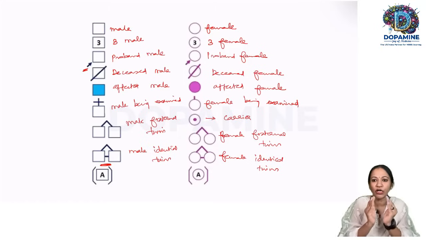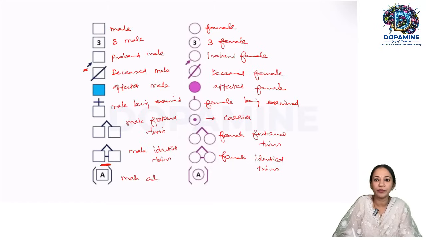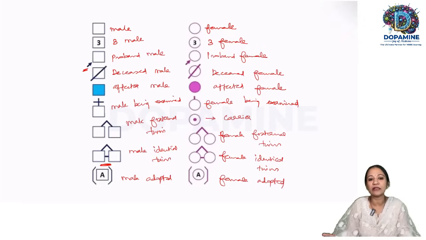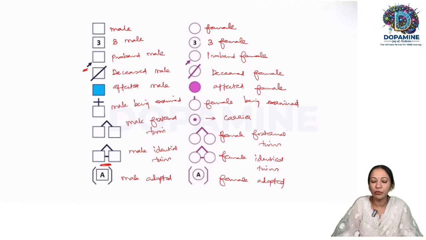And when there is a box like this, it means they are adopted. So here it is male adopted. And here this symbol goes with female adopted. Whenever you understand this, you'll be able to answer any number of questions pertaining to pedigree analysis. So we'll move on to the next.